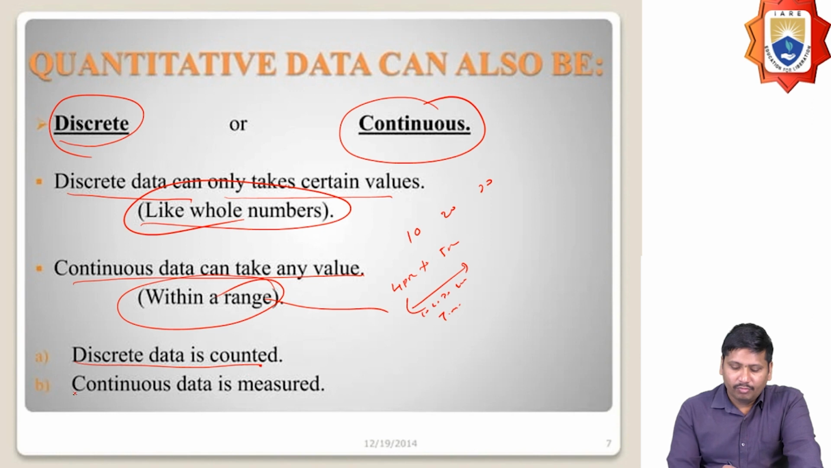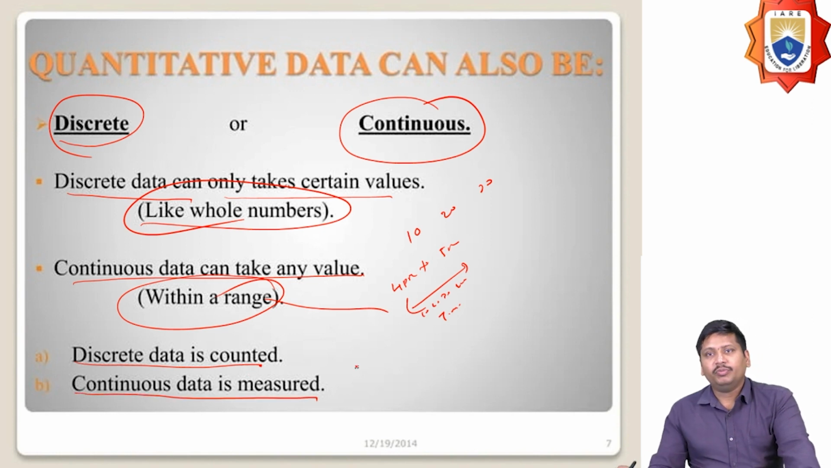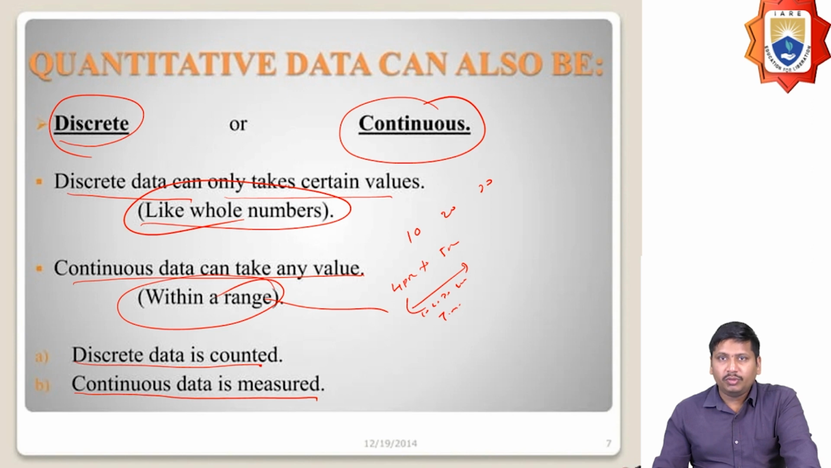Discrete data will be counted, but continuous data is going to be measured. This is the main difference between discrete and continuous. So discrete data is going to be counted, whereas continuous data is going to be measured.